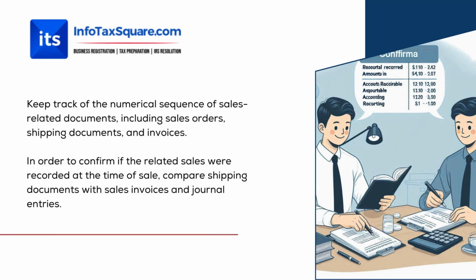Keep track of the numerical sequence of sales-related documents, including sales orders, shipping documents, and invoices. In order to confirm if the related sales were recorded at the time of sale, compare shipping documents with sales invoices and journal entries.